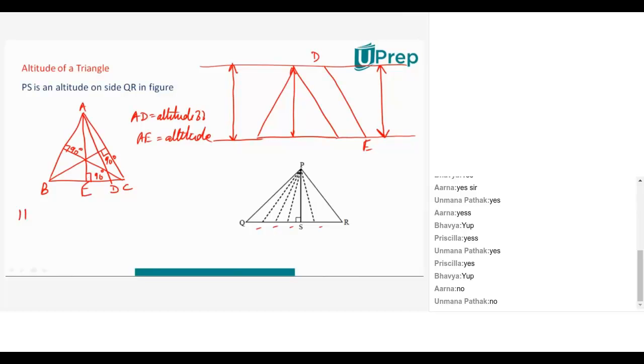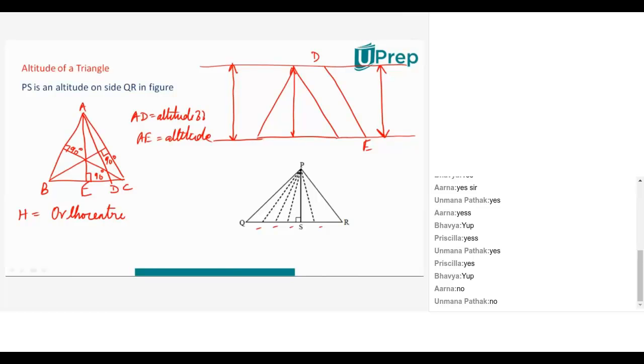Now, the concurrence or the point of intersection of the 3 medians was called, what was it called, guys? It was called the centroid. So similarly, the point of intersection of the three altitudes is called the orthocenter. It is represented by H and called orthocenter. Are we clear with this? Yes. Are we clear with this concept?